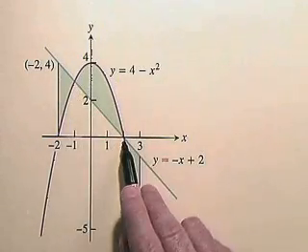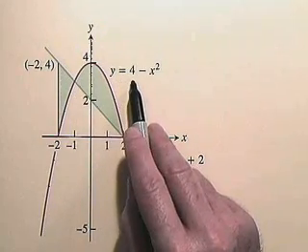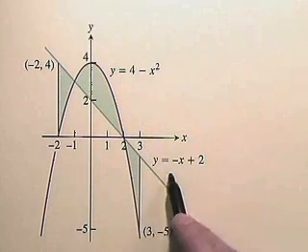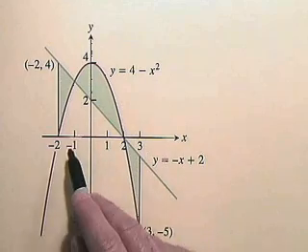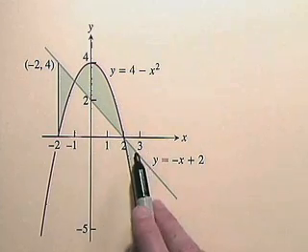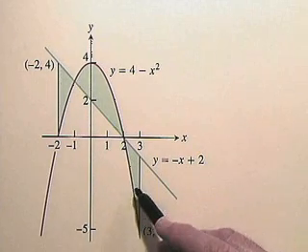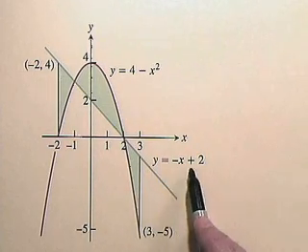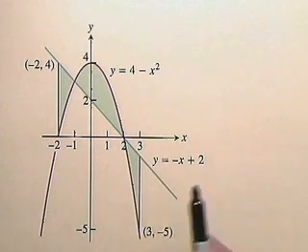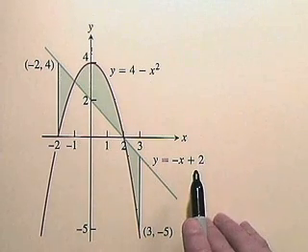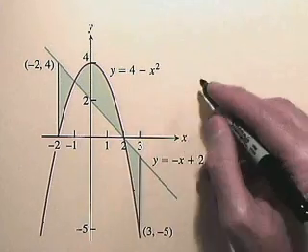Then from -1 to 2, we have to go the other way. The parabola is on top, so we're going to be computing 4 minus x squared minus the quantity -x plus 2, integrating that from -1 to 2, and then from 2 to 3, the line is back above the parabola, so we're going to be dealing with negative x plus 2 minus the quantity 4 minus x squared. Notice we keep having to switch back and forth. In all cases, we're dealing with the difference, 2 minus x minus, and so let's write that down.